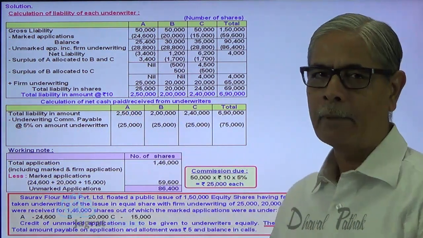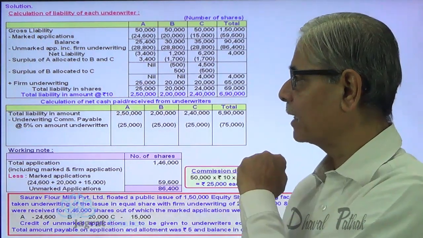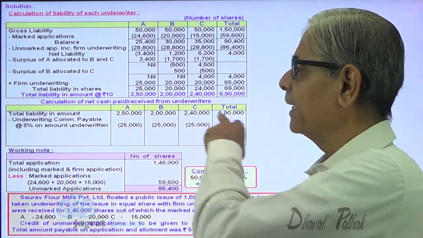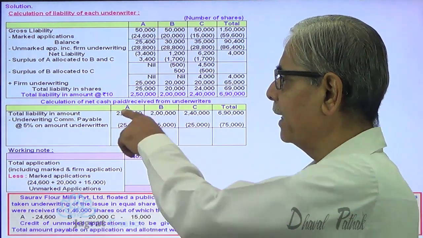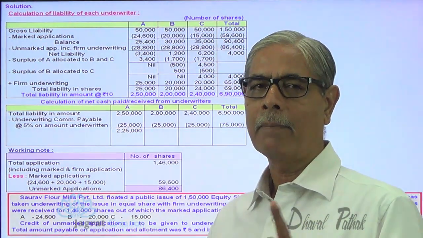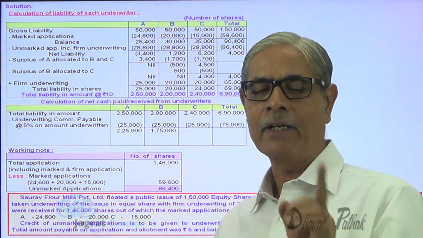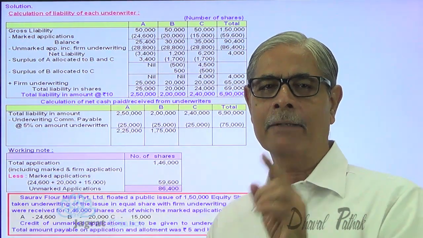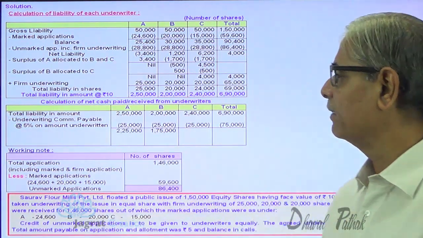So this is the total amount to be paid by A, because he is required to purchase 25,000 shares. So 2,50,000 is the total capital A is required to pay to company. Against that he can adjust his underwriting commission 25,000. So net amount to be paid by A is 2,50,000 minus 25,000, so 2,25,000 is the net amount payable by A. This is the net amount payable by B. 2 lakh on 20,000 shares at the rate of rupees 10 per share. 2 lakhs are required to be paid by B to the company. Against that, B can adjust his underwriting commission 25,000. So net amount he is required to pay is 1,75,000.